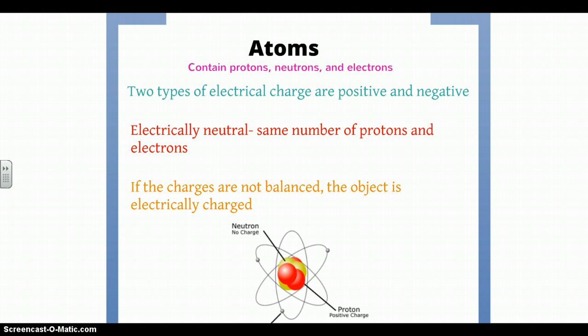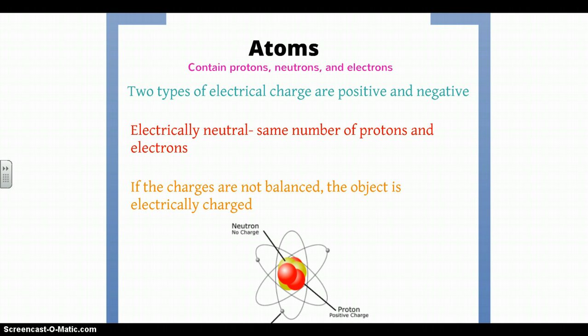If the charges are not balanced, the object is electrically charged. So you can see in our diagram down here, the red protons, it looks like we have 3 of them, and we also have 3 electrons in that electron cloud in orbit around the nucleus. There's 3 of each, so this would be electrically neutral.